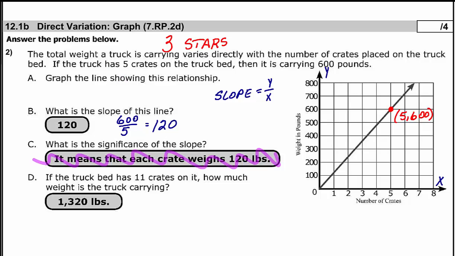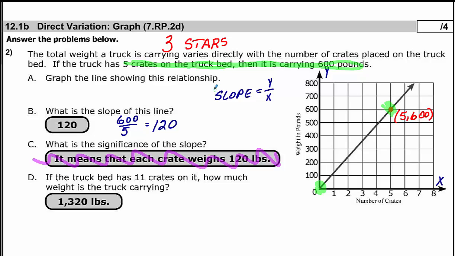Well, we have 2 items that we use to graph this relationship. We have what we're given as the weight of 5 crates. So if 5 crates are placed on the truck bed, then it's carrying 600 pounds. So we have the (5, 600) right there. And the logic that if no crates are placed on the truck bed, then it's carrying no weight, and that's (0, 0) right down here. Using those points, we draw our line. That answers part A. Part B, what's the slope?